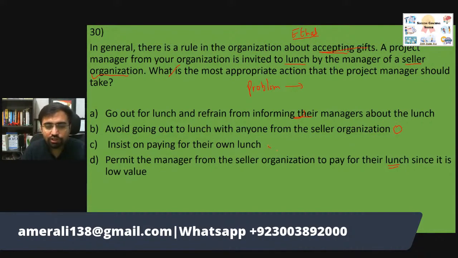Insist on paying for their own lunch. Okay. Permit the manager from the seller organization to pay. No, it is not about low value, it's more about ethics. So the answer has to be from option B or option C. Both answers are right. Now this is a classical PMP question. Which option to choose? Avoid going out to lunch, I wouldn't recommend that. The best situation is that you go out to lunch and you pay for your own lunch. Once you pay for your own lunch, there is no limitation on you, like why you are paying for the lunch, what is the reason, and all those things.